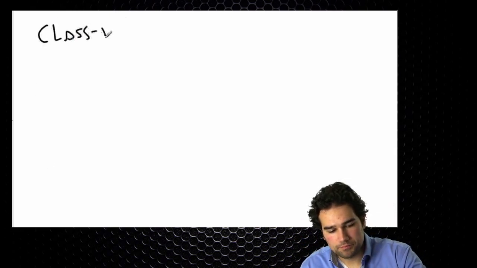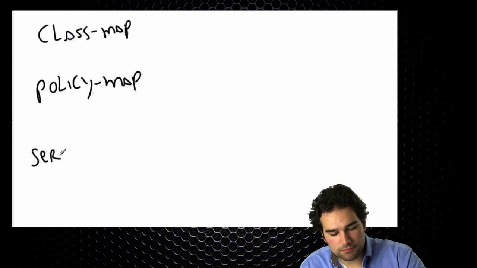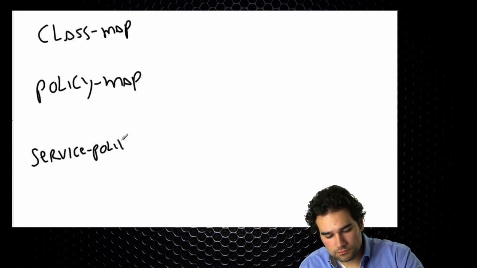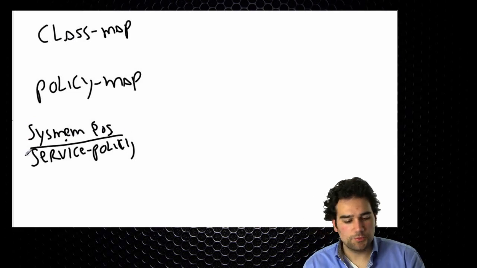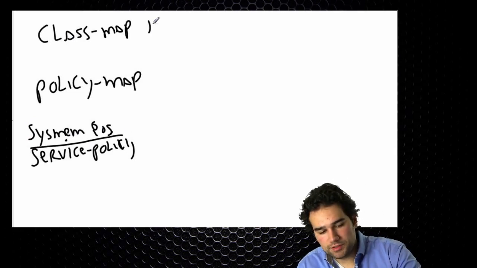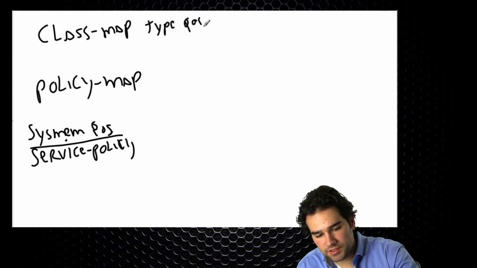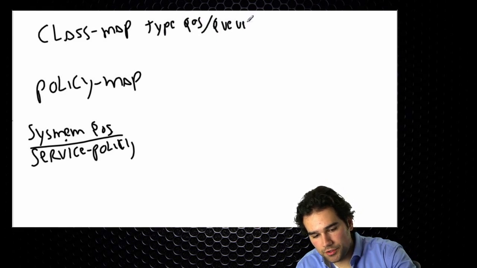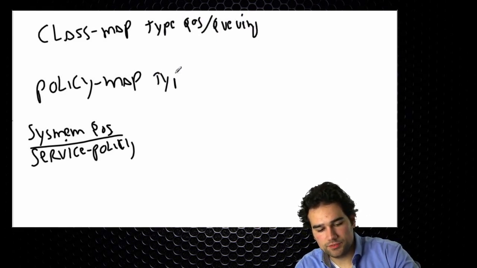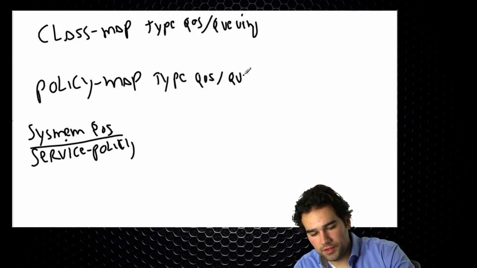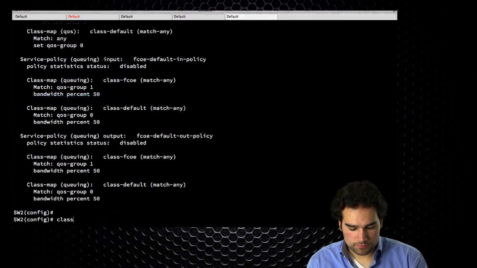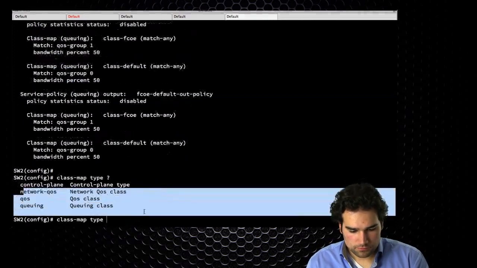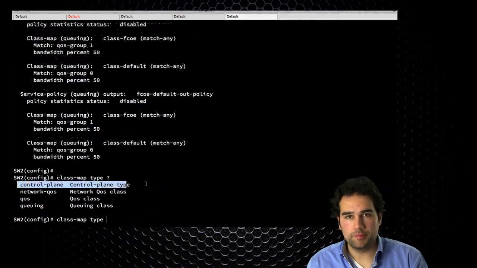I have a class map, I have a policy map, and then I apply the policy. This is done system-wide, system QoS, and then I apply the service policy. These ones, I specify them separately for QoS, queuing, and network QoS. Policy maps, just the same way: QoS, queuing, and so on and so on. And I have a special class map for control plane policing.